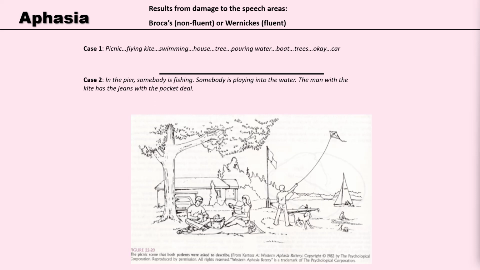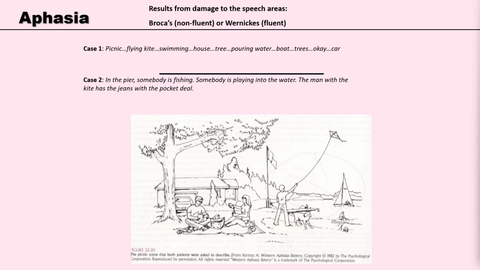Case 1 and Case 2 were asked to describe what they saw in the picture. Case 1 said picnic, flying kite, swimming, house, tree, pouring water, boats, trees, okay, car.